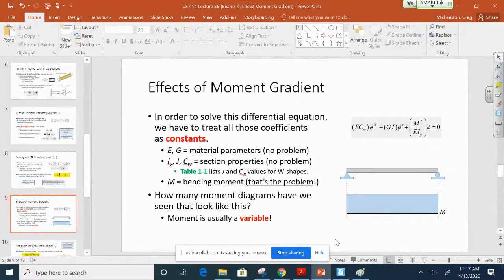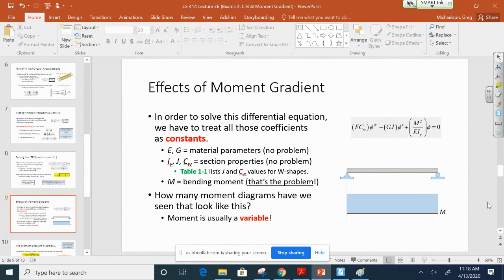But the problem is the bending moment. We can factor out all the other terms, but in order to solve that, we have to treat moment as a constant, and that isn't the case. Let me ask you, how many moment diagrams have we ever seen that look like that?